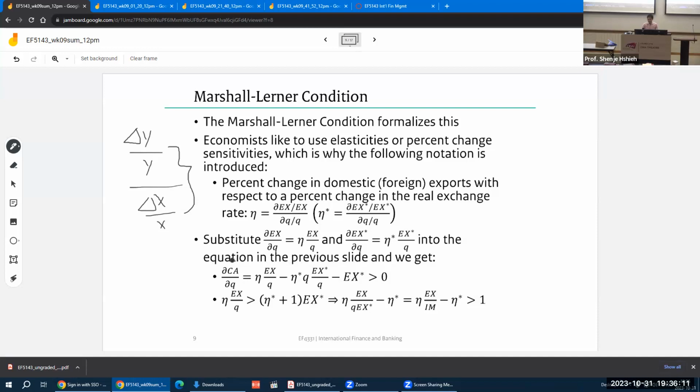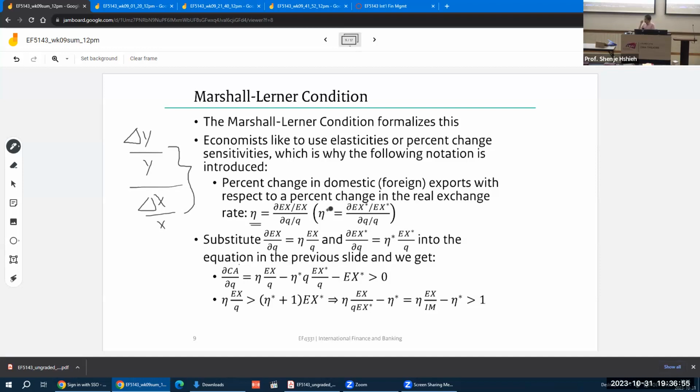We take the current account sensitivity, and we're going to replace all its parameters with elasticities. Namely, we're going to assign two variables called eta. This is the Greek letter eta. It looks like an N, but it's called eta. Eta is our elasticity of exports, the percent change in exports with respect to a percent change in Q. You can see it: it's the partial of EX over EX, a percent change, divided by the change in Q over Q. So it's a percent change divided by a percent change.